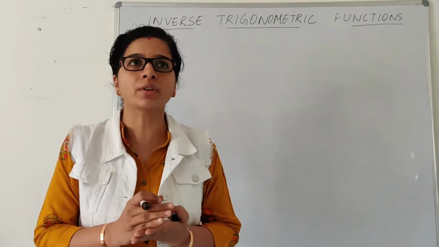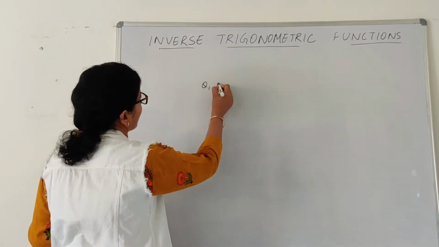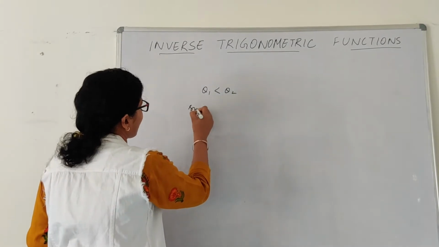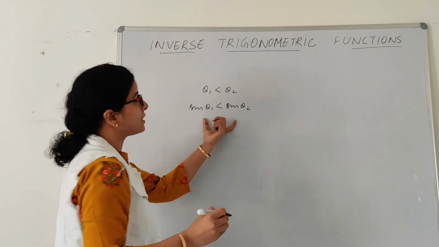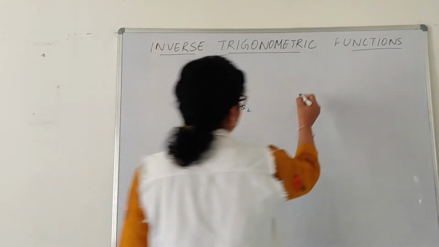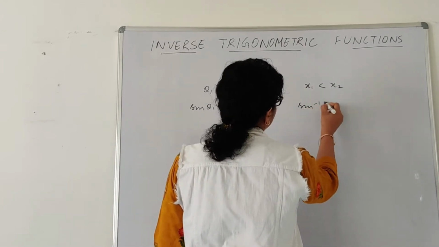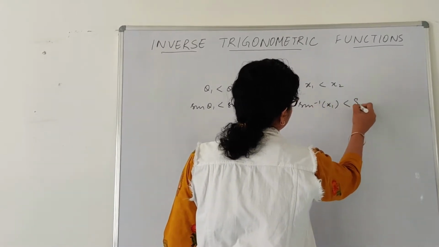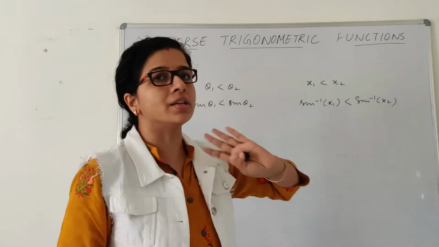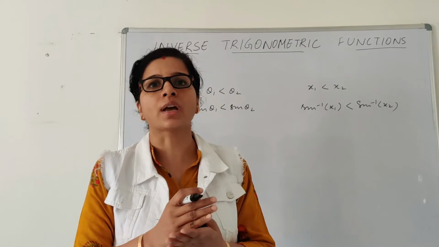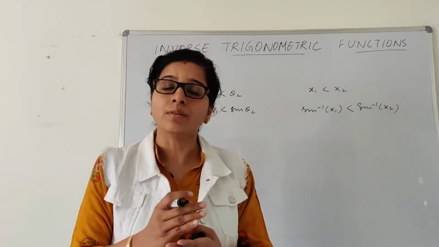So what do you mean by increasing function? Say for example, if θ1 is less than θ2, then sin θ1 will also be less than sin θ2. So this is my increasing function. And if I have x1 less than x2, then sin inverse x1 will also be less than sin inverse x2. Okay, so they are increasing functions. Maximum value sin inverse attains at π/2 and minimum value at −π/2.